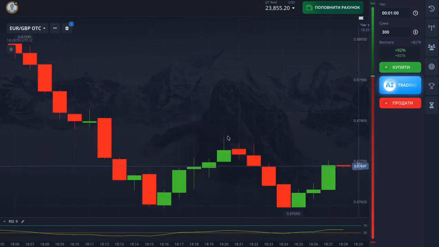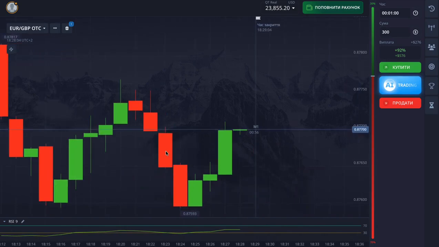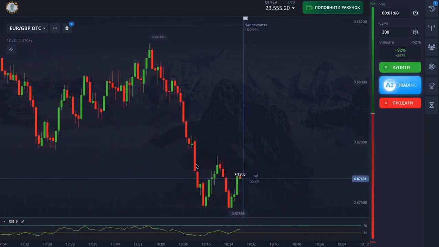Okay, friends, look, I found a situation on Euro GBP. We're taking a 1 minute call. I'm putting in $300 and we'll wait for the close. Why did I enter here? Let me explain. The RSI indicator shows us where the market bounces from the upper level to the lower one, or from the lower to the upper. We make money on this movement.